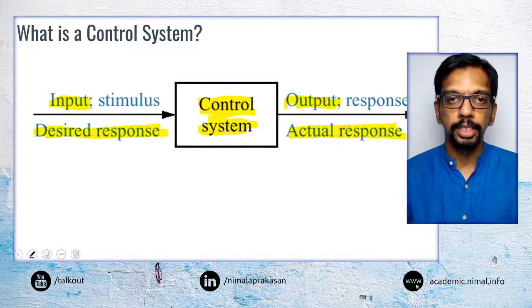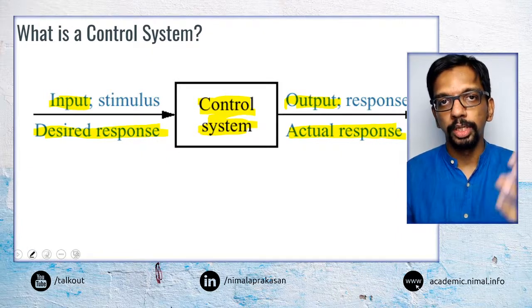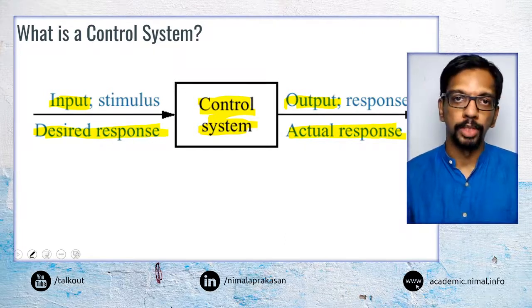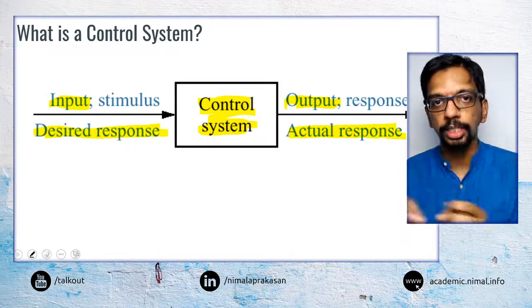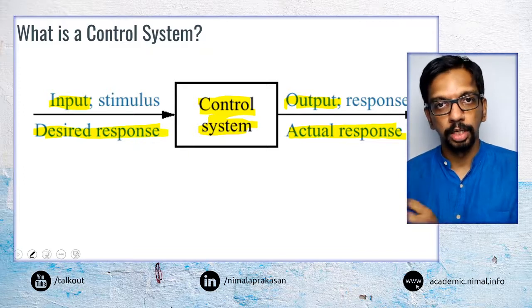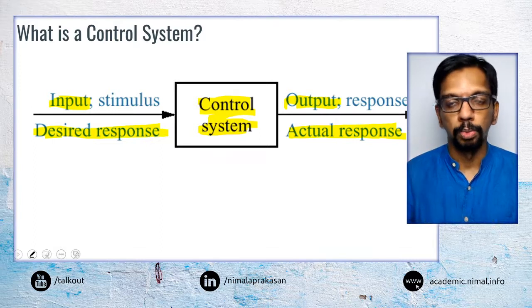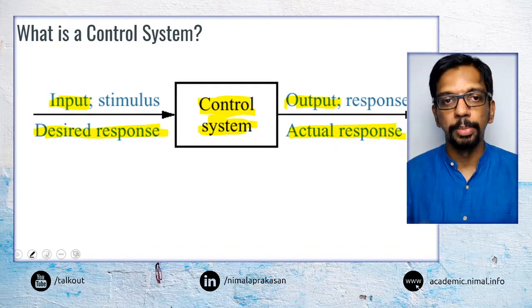So that is the basic idea of a control system. It is something to which we can give some input and indicate what we expect out of the system, and then the control system is the one that is going to manage and try to get that output for us. Sometimes we may get the desired output, sometimes we may get an output that is different from the desired output, but that is the basics of a control system.